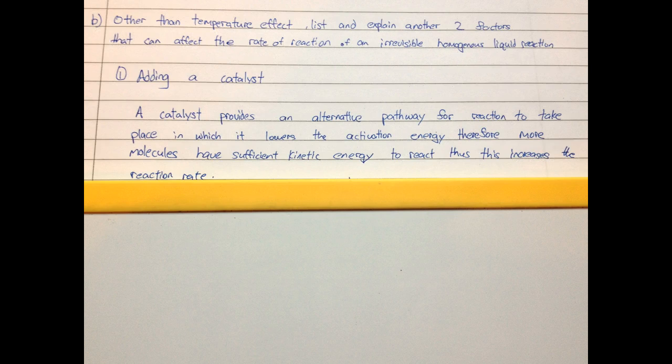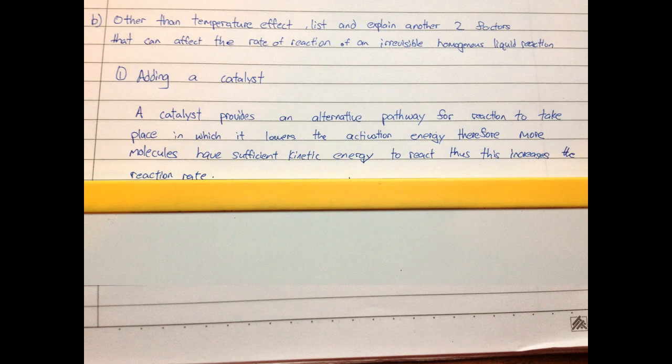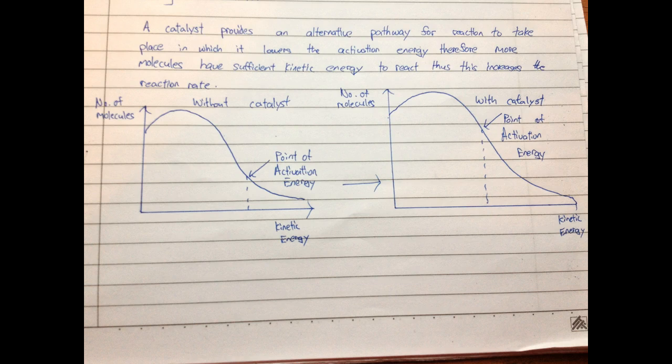By adding a catalyst, it provides an alternative pathway for a reaction to take place, where it lowers the activation energy of the molecule. With a lower activation energy, more molecules will be able to react, and therefore this increases the rate of reaction. Don't worry if you didn't catch what I said. I'll use a diagram to further elaborate on that.